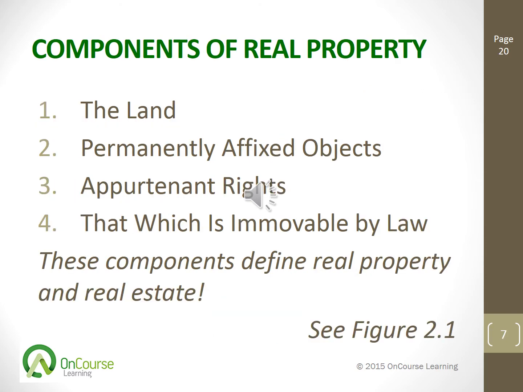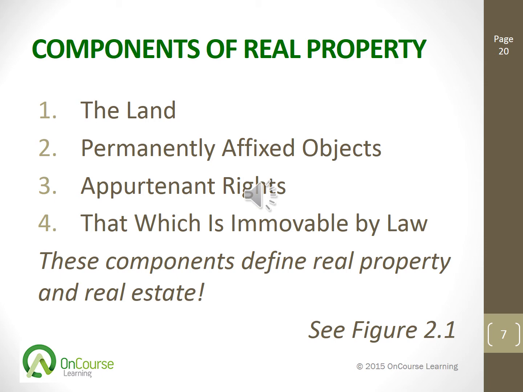Well, let's talk about the components of real property. First, of course, is the land. Secondly is the permanently affixed objects to the land. Third, appurtenant rights. And of course, that which is immovable by law. These components define real property and real estate and are found in figure 2.2. Let's take a look at that.